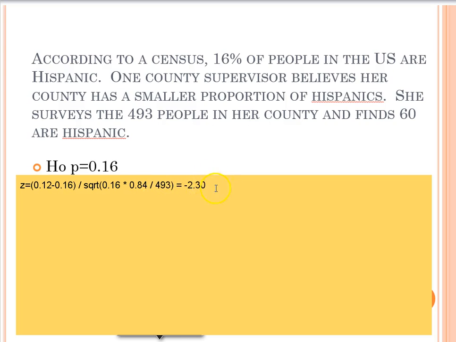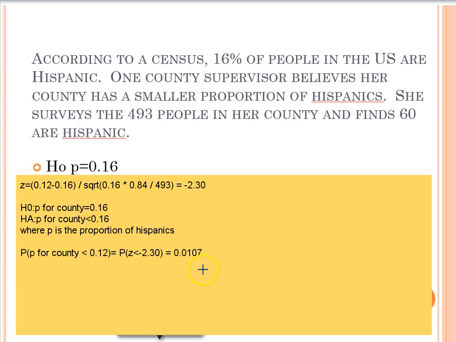So you can see, because this is greater than the absolute value of 2, that we have a pretty unusual sample, or that we've made a bad assumption. But we want to go one step farther and actually calculate the p-value for this z-score. Now to calculate the p-value, we want to go back to the hypothesis that we generated. Remember, the parameter of interest here is the proportion of Hispanics for this county. We don't know what the true proportion actually is. We only have a sample proportion.